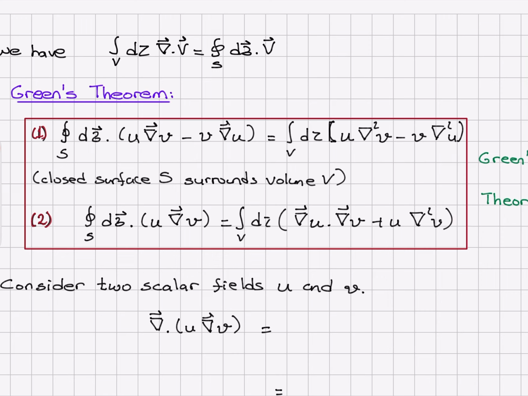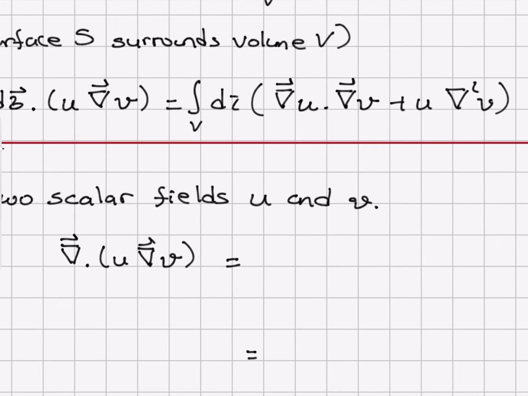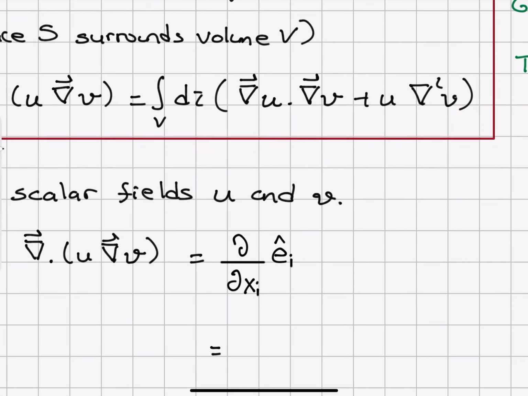Okay, so in order to prove Green's theorem of both forms, we're going to consider two scalar fields u and v and consider the divergence of u gradient v. Now, using subscript summation notation, the del operator, remember, in Cartesian coordinates is ∂/∂xi ei hat, and this is a dot product with the scalar field u.